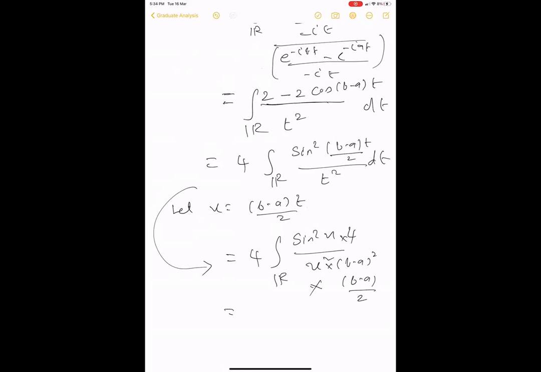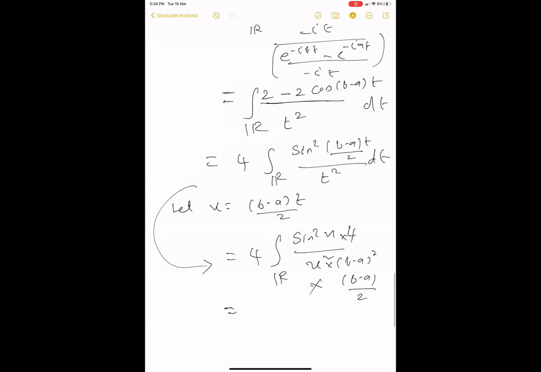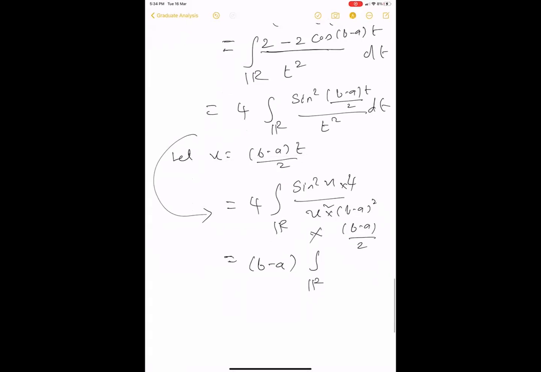The whole thing will give us possibly an 8 or whatever, some constant, it doesn't matter. But the point is, I will get a b minus a. Will I? Is this okay? b minus a times the integral over R. Shouldn't that b minus a be in the denominator? There's a b minus a whole squared in the denominator. Is there anything wrong in what I have written? Why is it in the denominator?